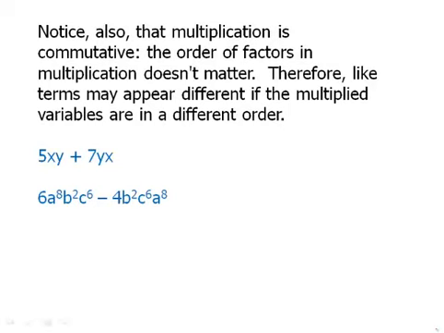So for example, 5xy plus 7yx, those are still like terms because xy and yx are the same thing. The order doesn't matter. So those are like terms and we can add them. And even the second one, this is more complicated, but notice that all we have are the same factors, the same variables, just multiplied in a different order. And so we have 6 of something minus 4 of the same thing, which would be 2 of that thing.